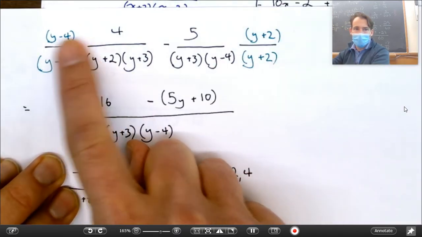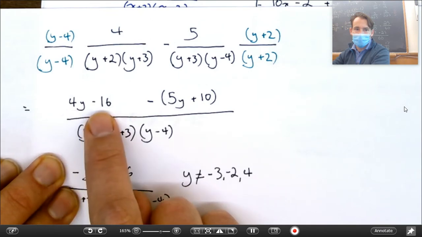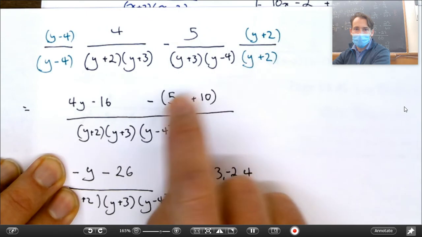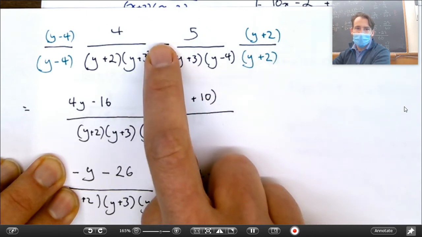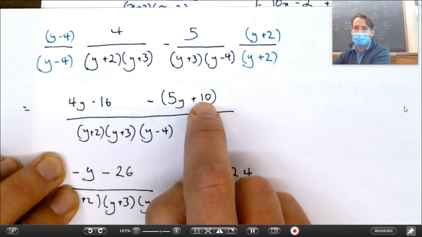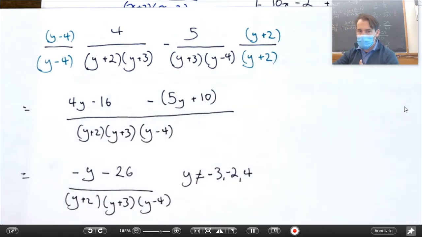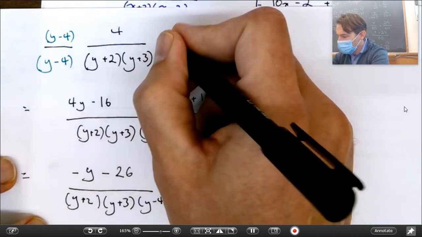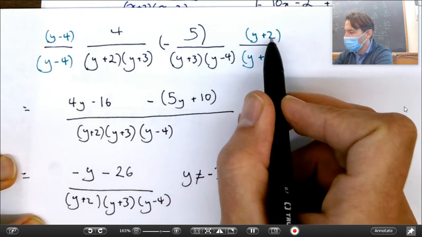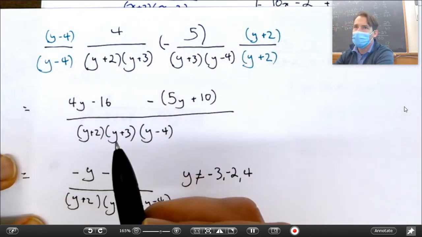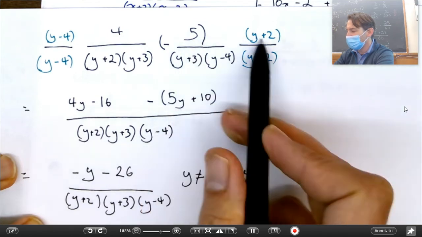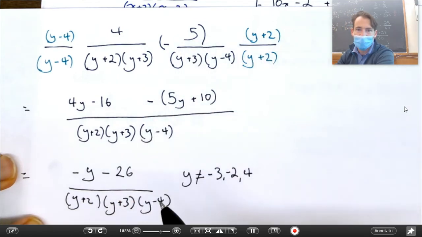So when I do y minus 4 times 4, I get 4y minus 16. And then when I do 5 times y plus 2, I get 5y plus 10. And I remember I'm going to be subtracting that from this. So notice that I put that in brackets. Another thing you could do here is you could bracket this and say this is negative 5y times negative y plus 2, and then add it. But I prefer to do my subtraction and do this multiplication, put it in brackets, and subtract the whole bracket.